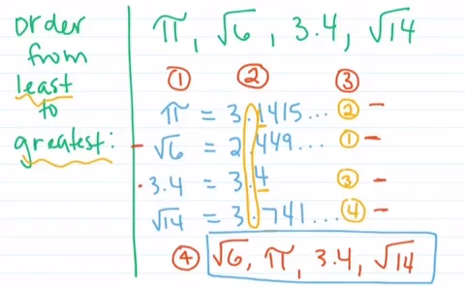Just to finish out before we end the lesson here, pi, rational or irrational? Irrational. Square root of 6. Irrational. 3.4 terminates, so it's rational. Square root of 14, irrational. Okay?